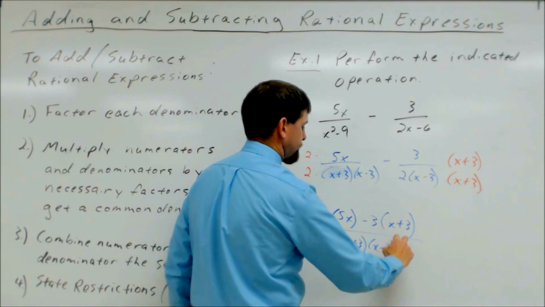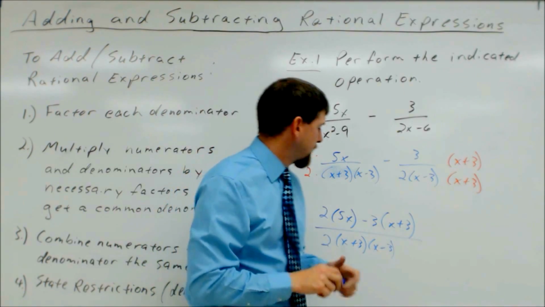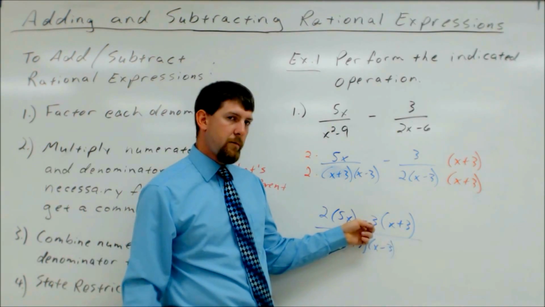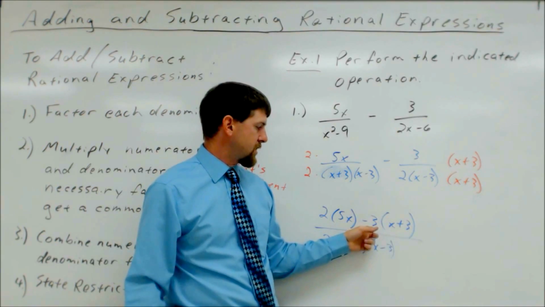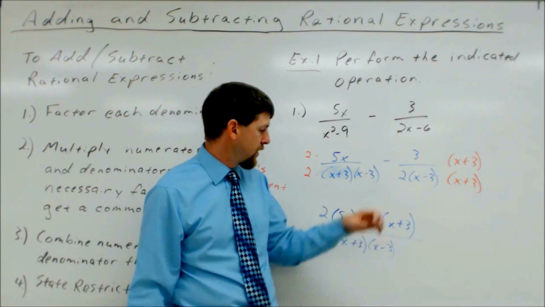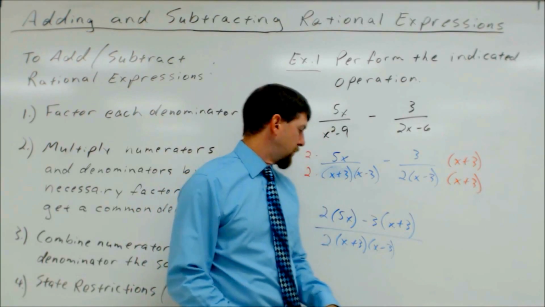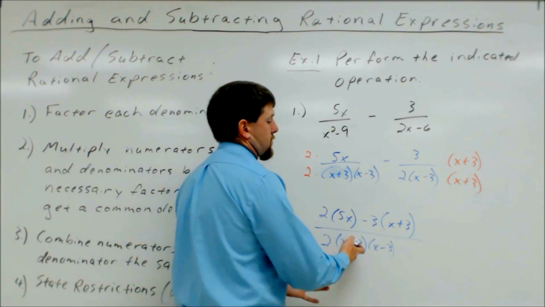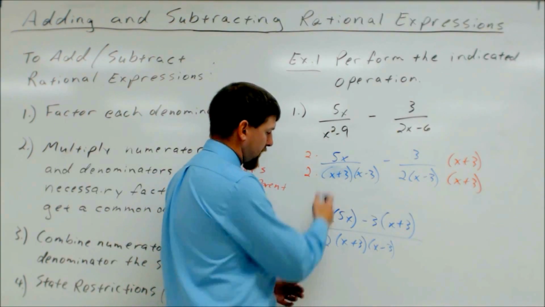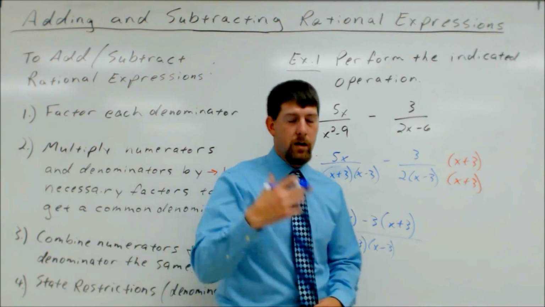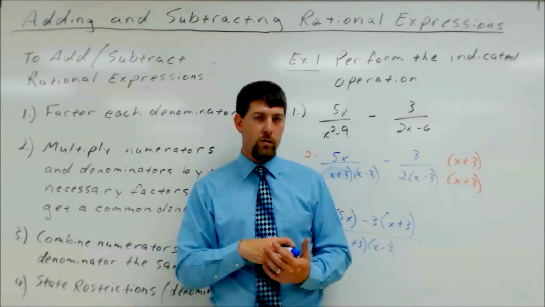times x minus 3. Now, again, I write it like this so I'll remember to distribute negative 3 to the x and the positive 3 over here. So I'm going to distribute this whole thing. Another common mistake people will make is they'll say, I've got an x plus 3 here, I can cancel it. I've got a 2 here, I can cancel it. Because they're thinking like we did when we were multiplying.